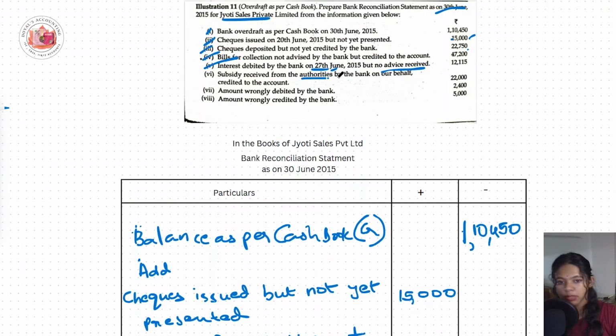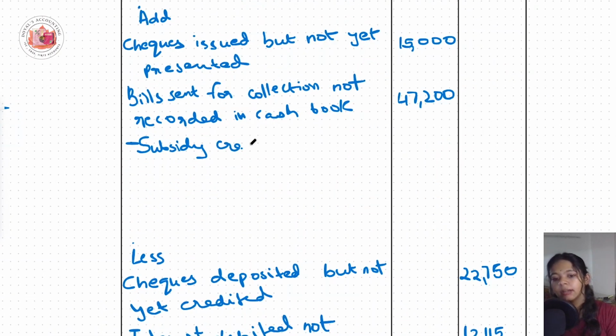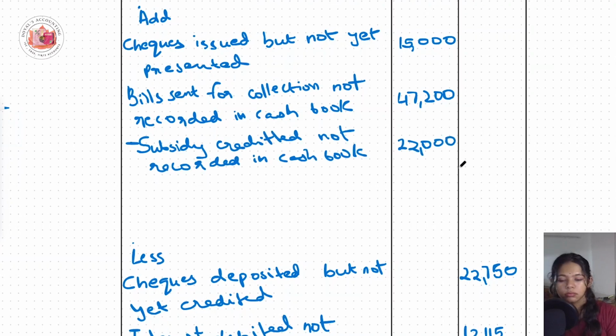Subsidy received from the authorities by the bank on our behalf credited to our account. In this case also, our passbook balance is more than our cash book balance. The amount has been directly credited to our bank account. Now if I want to equalize the two, I will have to add. So I will need to add 22,000 to my cash book balance. Subsidy credited but not recorded in the cash book, 22,000.